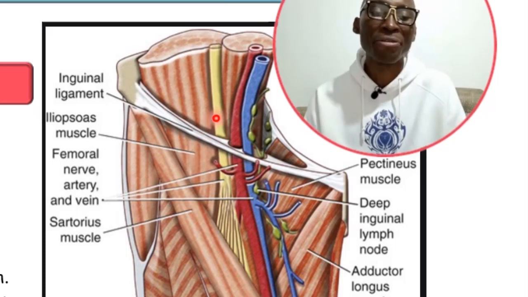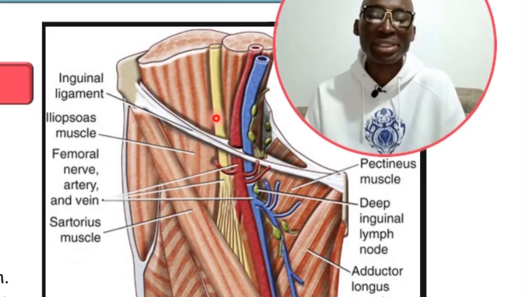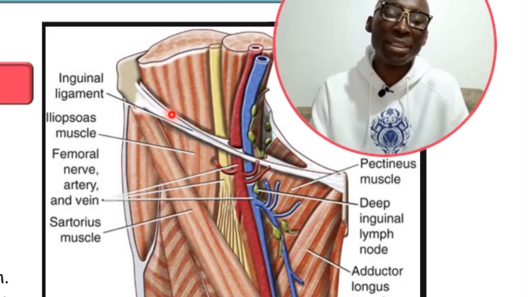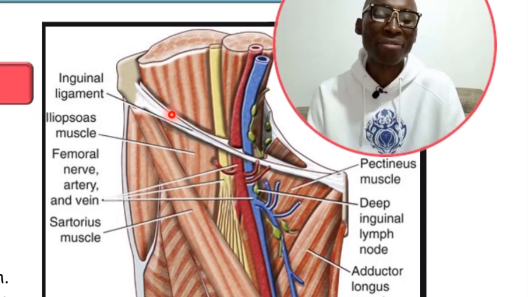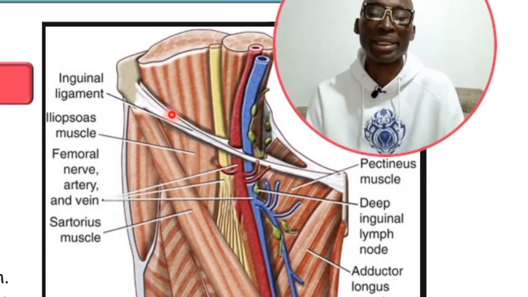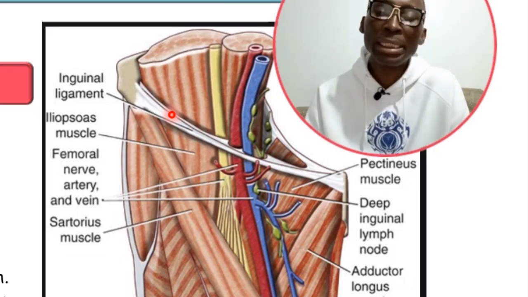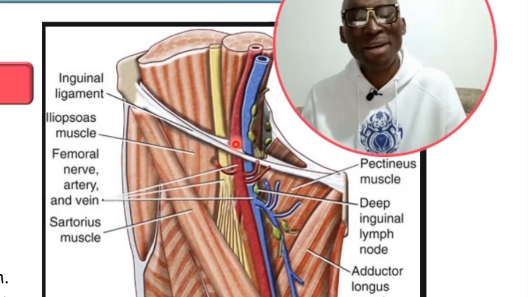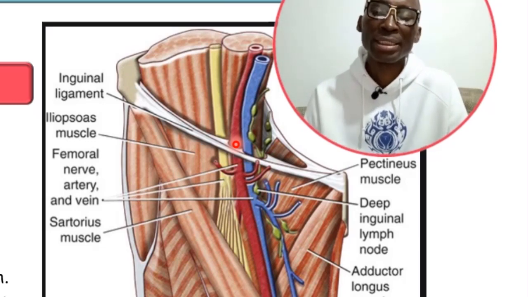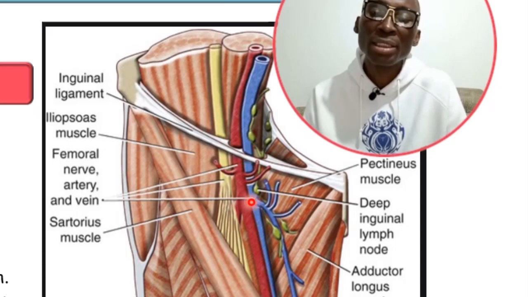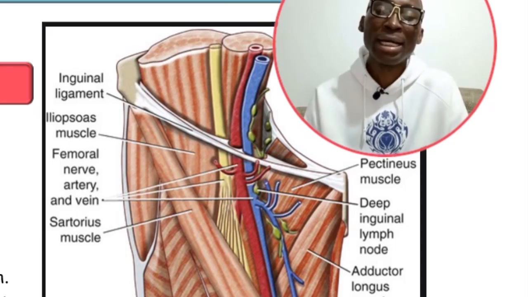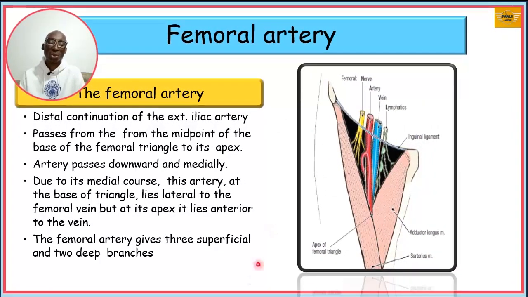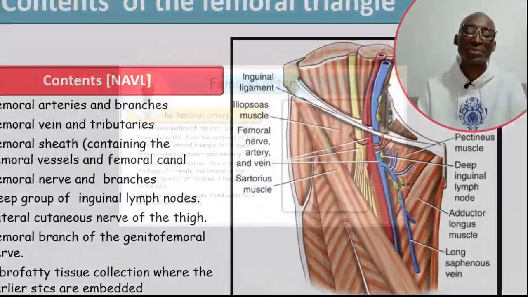We also have another structure, the lateral cutaneous nerve of the thigh. That nerve is supposed to run from here towards the lateral part of the inguinal ligament. And then we have the femoral branch of the genitofemoral nerve. That structure will be seen lying between the femoral nerve and the femoral artery. And then we have a layer of fatty tissue that is scattered within this region and has these structures embedded in it. We will start with the femoral artery.